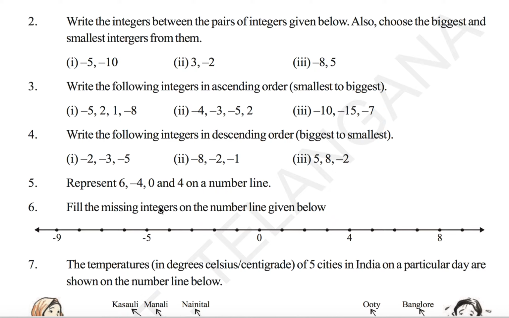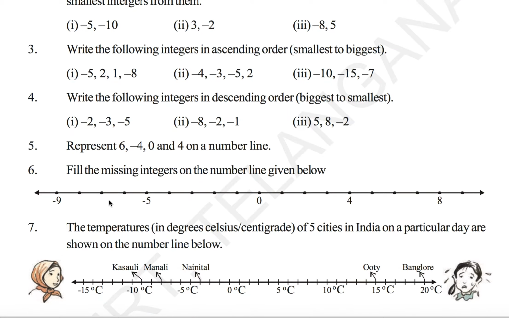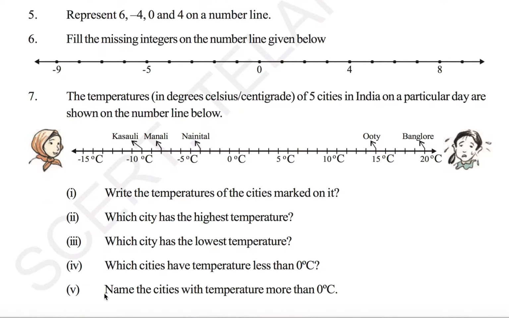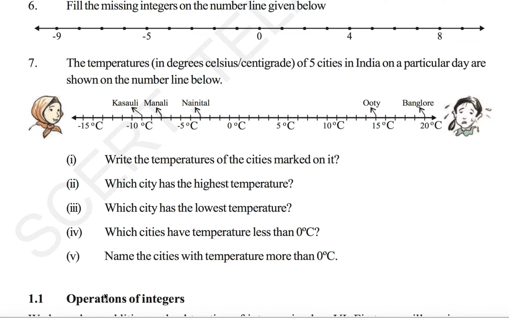Represent minus 6, minus 4, 0, 4 on the number line, that you can do. Fill the missing integers on the number line given below. Minus 8, minus 7, minus 6, minus 4, minus 3, minus 2, minus 1, 0, 1, 2, 3, 4, 5, 6, 7, 8, 9. The temperature in degrees Celsius or centigrade of 5 cities in India on a particular day are shown on the number line. Write the temperatures of the cities marked on it.